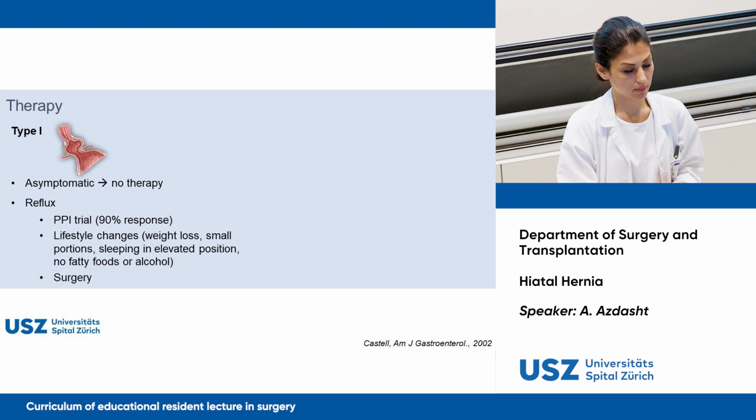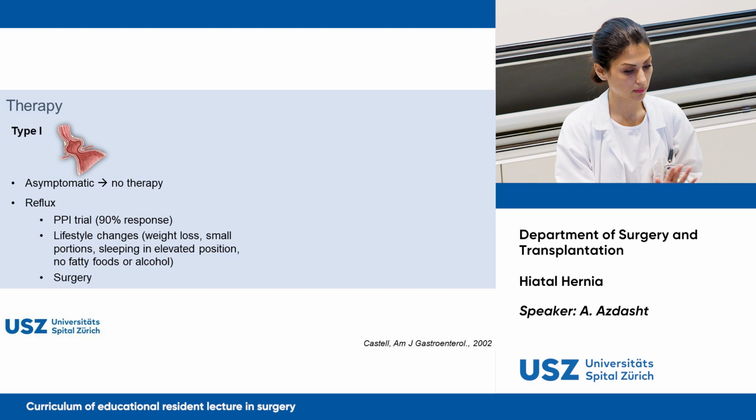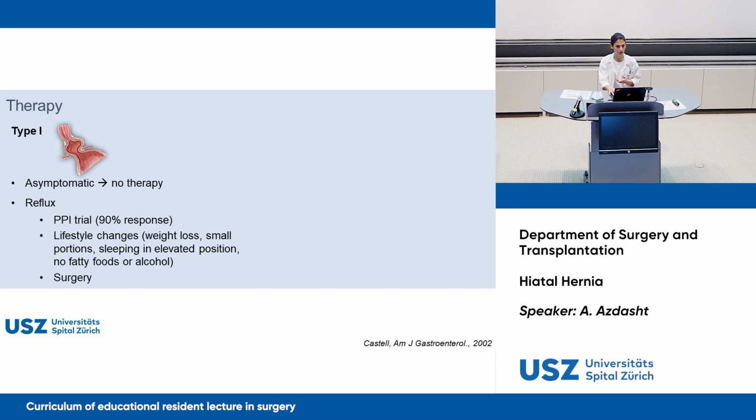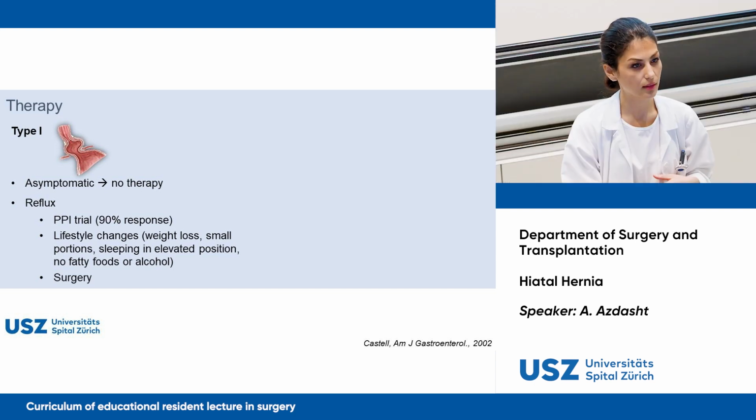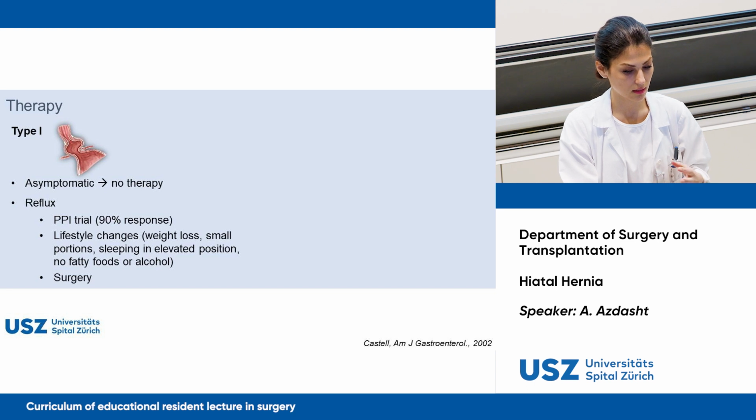And now about the therapy. If we have the type 1 and the patient is asymptomatic, we don't need any therapy. If the patient suffers from reflux, we can do a PPI trial with actually very good response. We can also recommend lifestyle changes, so weight loss is very important. We can recommend the patient to eat smaller portions. And if he has the symptoms at nighttime, we can recommend him to sleep in an elevated position. And maybe to avoid fatty foods or alcohol, as this can cause a lower tonus of the lower esophageal sphincter.